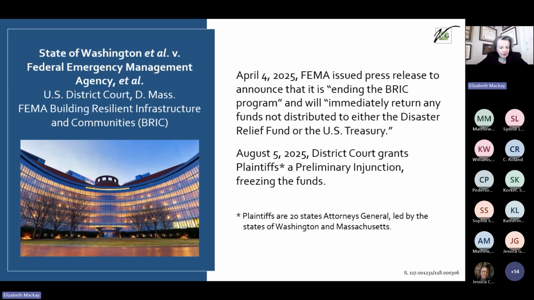So on August 5th, the district court granted the plaintiffs. The plaintiffs were led by the State of Washington, but there were actually 20 states involved in total, represented by their attorneys general. The court granted the plaintiffs a preliminary injunction and froze the funds so that they could not be reallocated by FEMA.